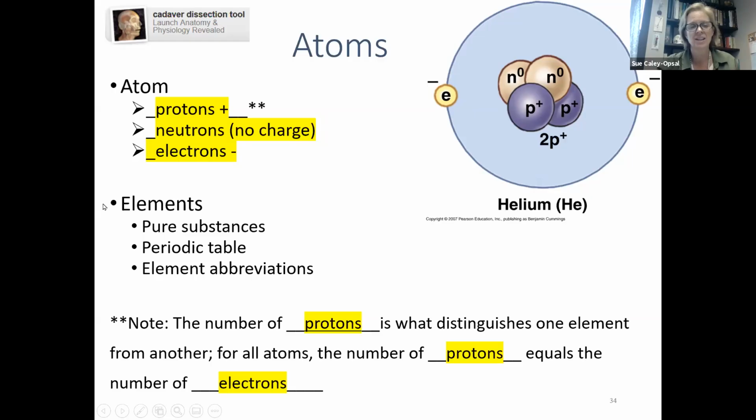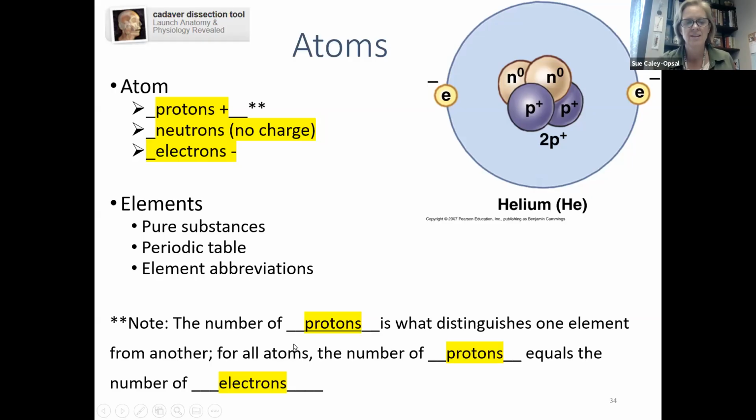So when we're talking about atoms, we can talk about the periodic chart and the elements that are listed there. Elements are pure substances. They're composed of only one kind of atom. And let me give you a spoiler alert. The thing that distinguishes atoms from one another is how many protons they have. They are named for their number of protons in the nucleus. That's what makes them different from other atoms.